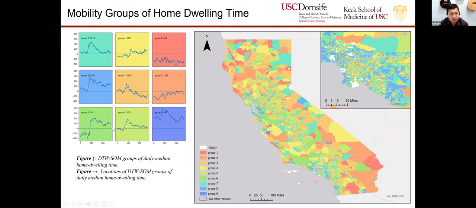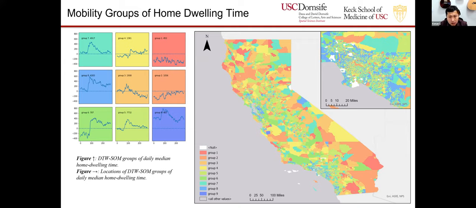For example, if we look at group five, we can see that it is the most populated group in this clustering algorithm. And we can see that it follows what we would normally imagine of the human response after a shelter in place order was released, because we see a sharp increase of the median home dwelling time, and then we see a gradual decrease when the order was weakened stage by stage.